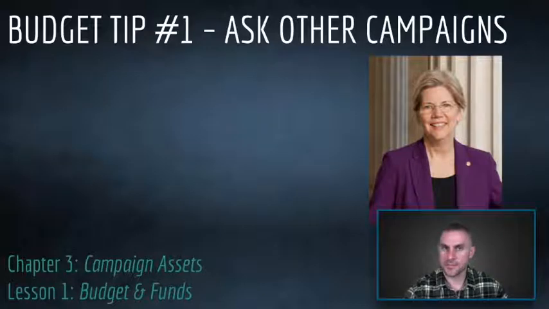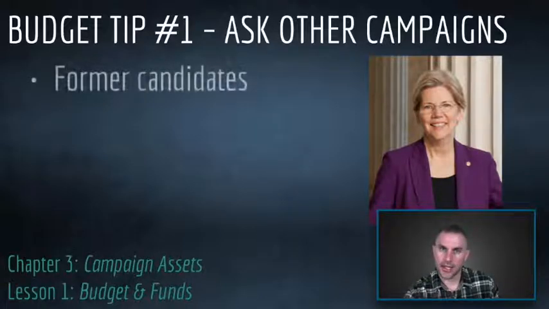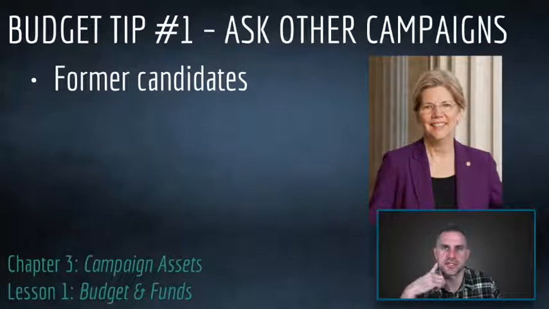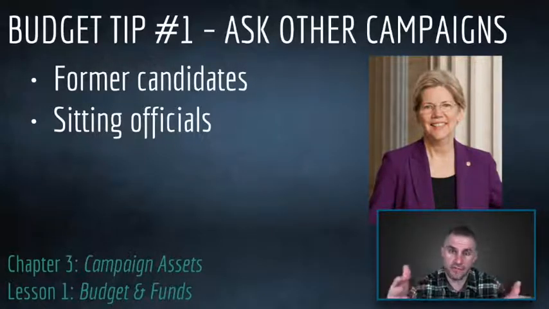If you're friends with Elizabeth Warren, you can ask her what she did on her campaign. Maybe she'll be able to help you out. If not, you're going to have to talk to some other folks. So maybe former candidates in your area that have run for your seat or a similar seat, or perhaps they're sitting officials right now who are also former candidates, kind of one and the same there. You can ask them about how much money it took for them to run their campaign and see if they'll share. They might even have some old budgets for you or some old information that you can use.